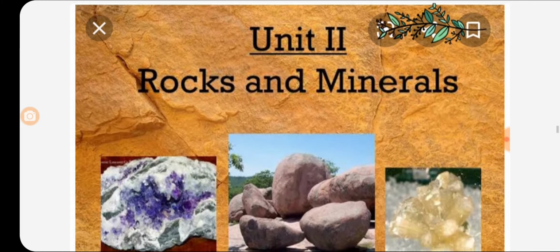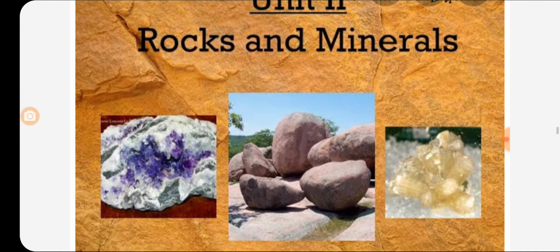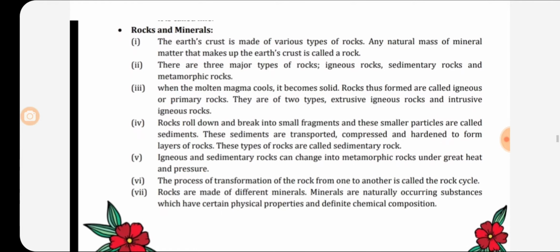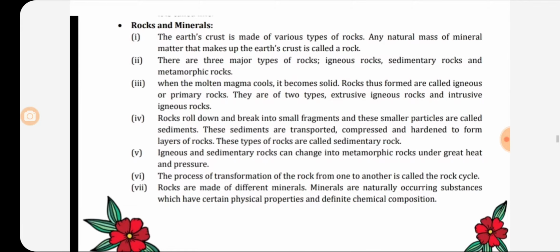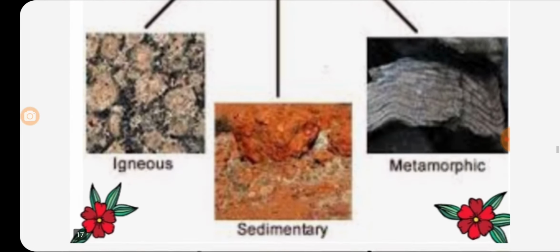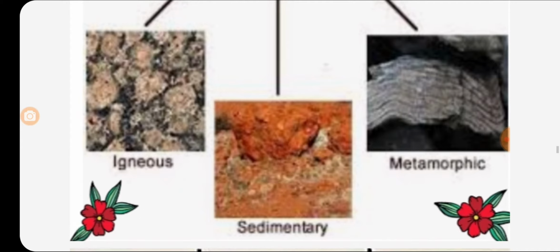In this chapter, we have already learned about rocks and minerals. Let's recapitulate once again quickly. Rocks and minerals. The earth's crust is made up of various types of rocks. Any natural mass of mineral matter that makes up the earth's crust is called a rock. And the rocks are of 3 types. These are the types: igneous, sedimentary and metamorphic rocks.